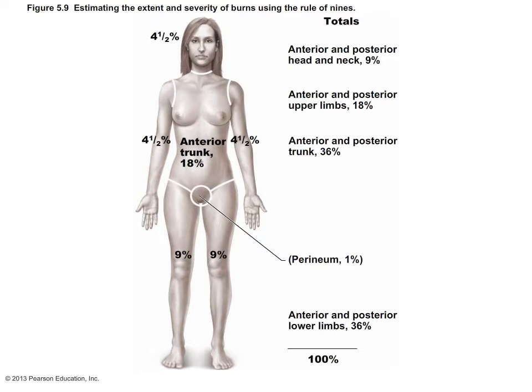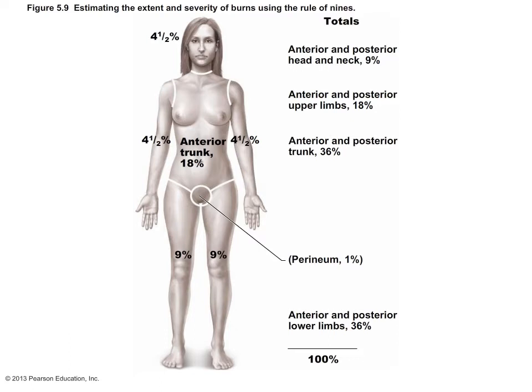Now let's move down to the trunk of the body. The anterior trunk is actually 2 times 9%, so 18% for the front and also 18% for the back. So that gives the trunk a total of 36%. Now let's take a look at the arms. The anterior arms are 4.5% apiece, or 9% for the anterior region, and there's also 4.5% apiece for the posterior region for a total of 9%. So the arms altogether compose about 18% of the surface of the body.